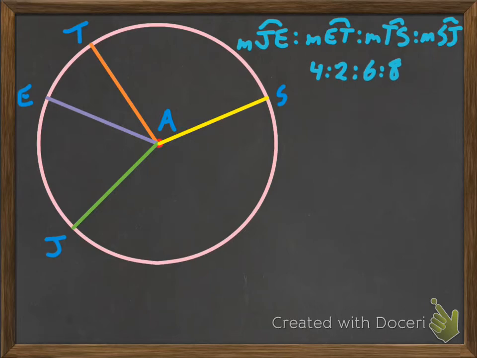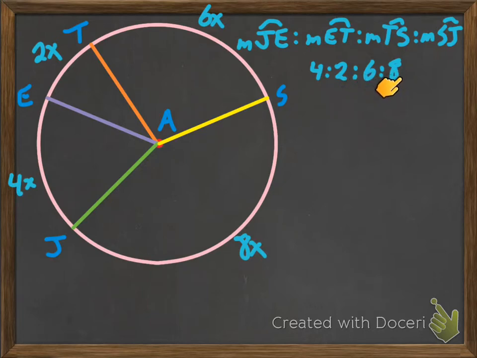All right. So when I see that, I'm just going to go ahead and label these arcs 4, 2, 6, and 8. When I see a ratio problem, what I like to do is make it into an algebra problem. So we have 4x, 2x, 6x, and 8x. So ratios, remember, are just parts problems. So we have 4 parts, 2 parts, 6 parts, and 8 parts.